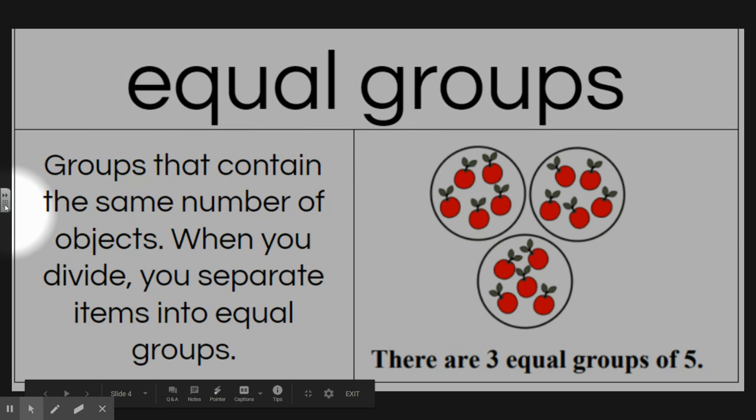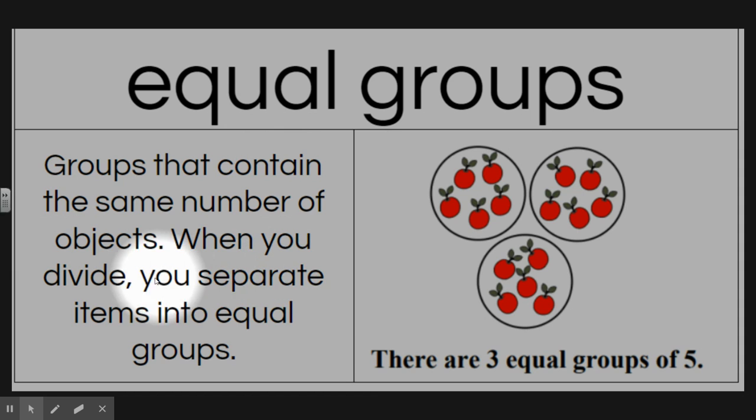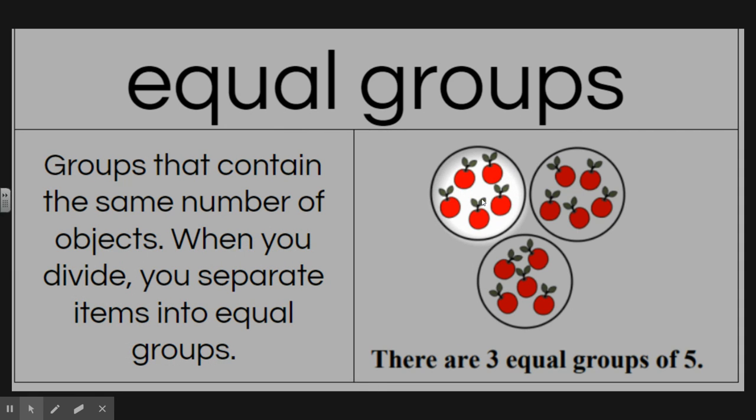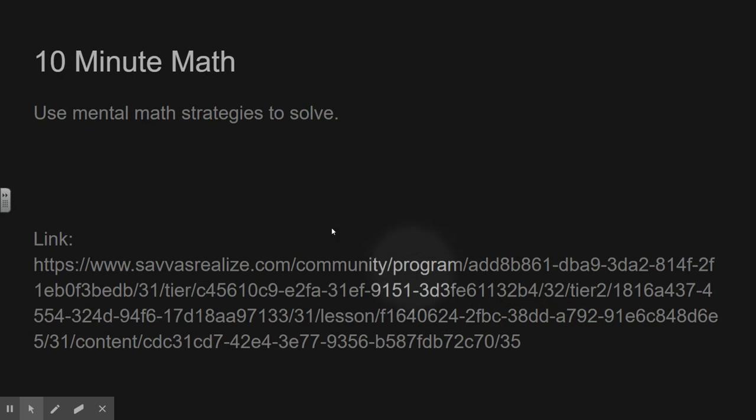Equal groups: groups that contain the same number of objects. So when you divide, you separate items into equal groups. So it's important to keep your groups equal. There are 3 groups over here, 3 equal groups, and they each have 5 apples. They have been divided up evenly.